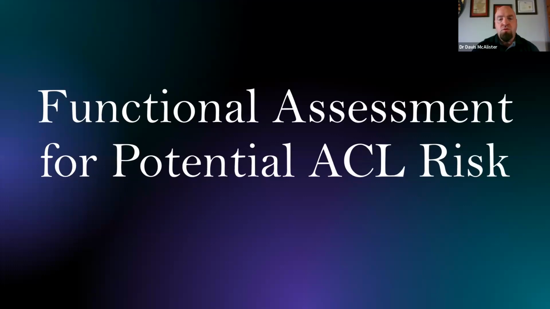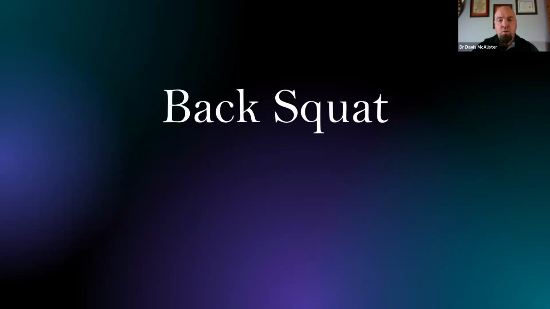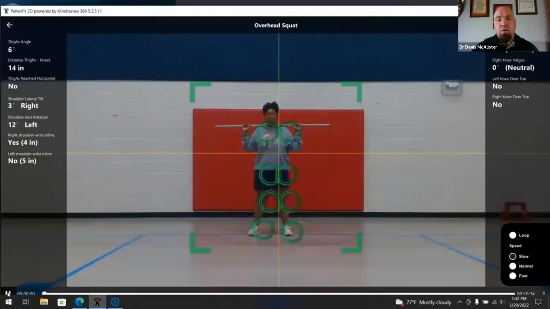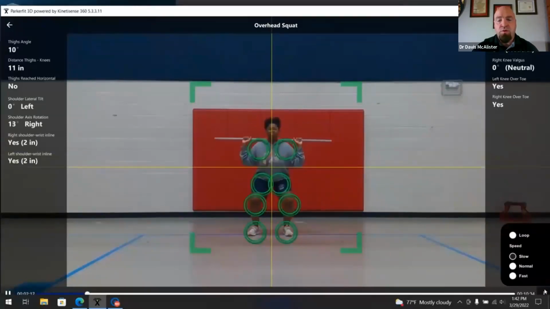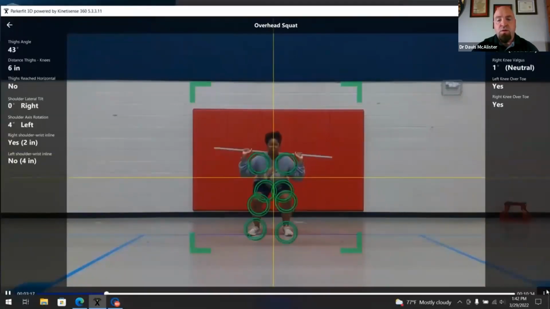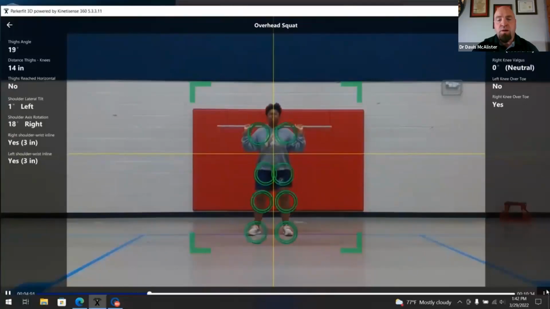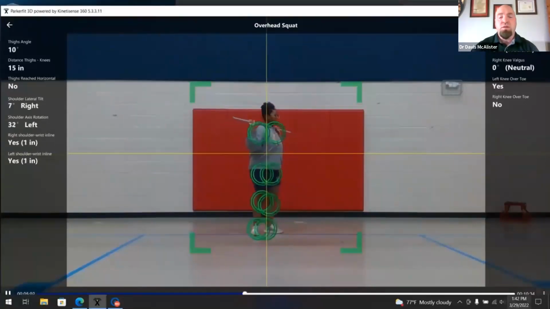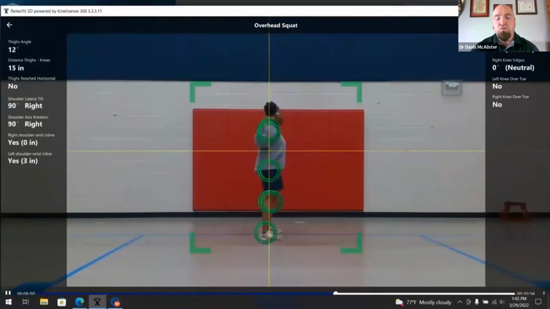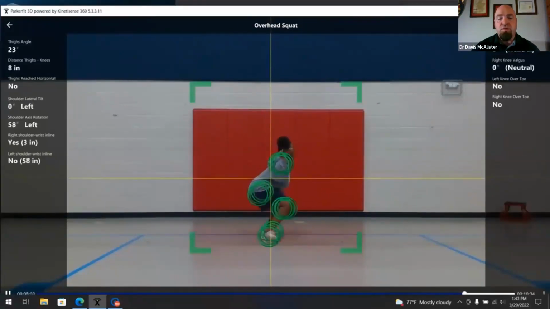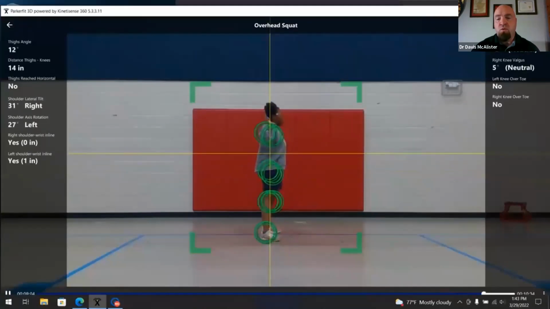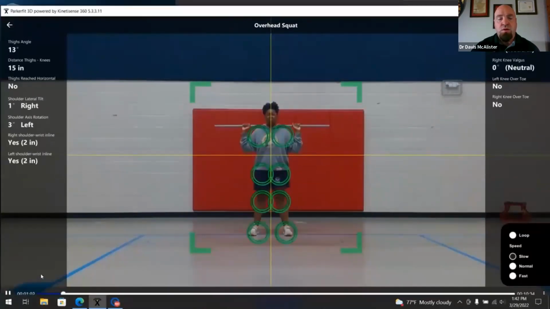So when we get into our functional assessment for potential ACL risk, I'm going to look at the back squat. I have some good examples and bad examples through here. Can they get down to parallel? What's their upper body doing? Do they have good extension when they get down into their squat? Do their heels remain in contact with the ground, which they should? If they don't, it is a poor ankle mobility issue.